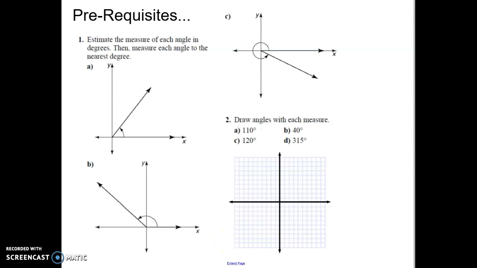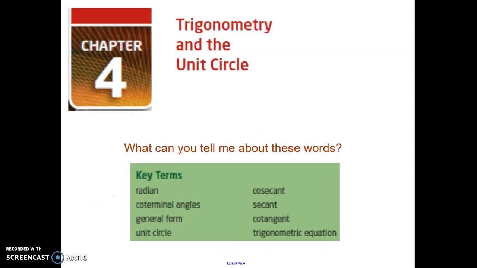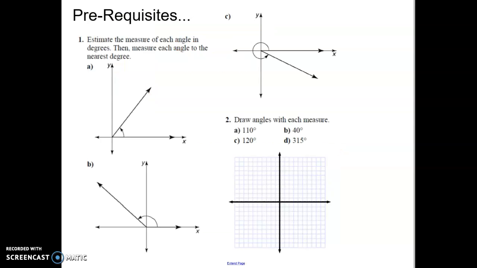Hello, grade 12s. We are starting chapter 4, which is all about trig and the unit circle. Our first outcome is really quick, and we're going to start with some prerequisite knowledge.